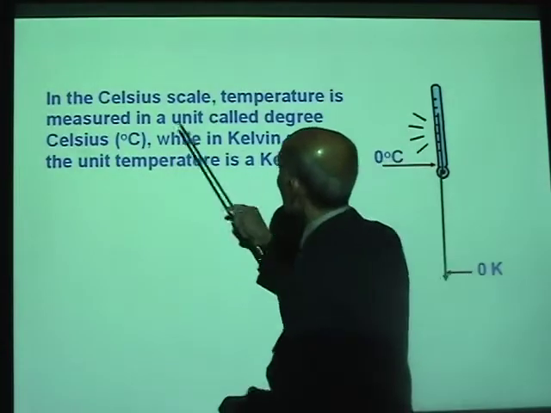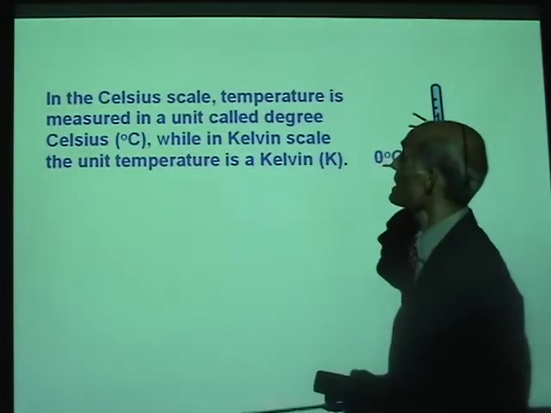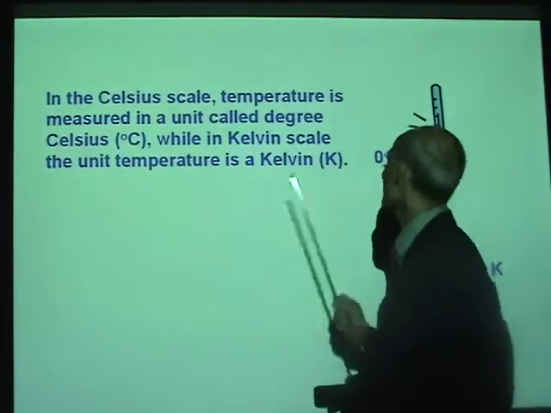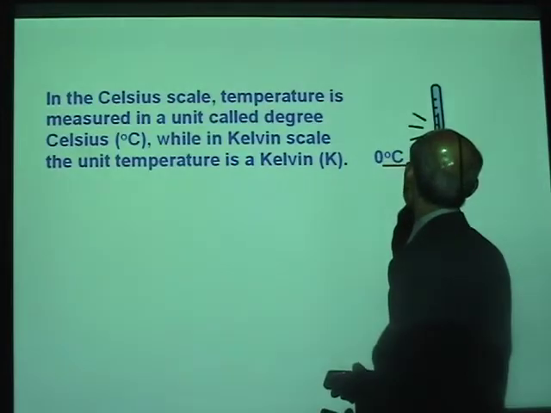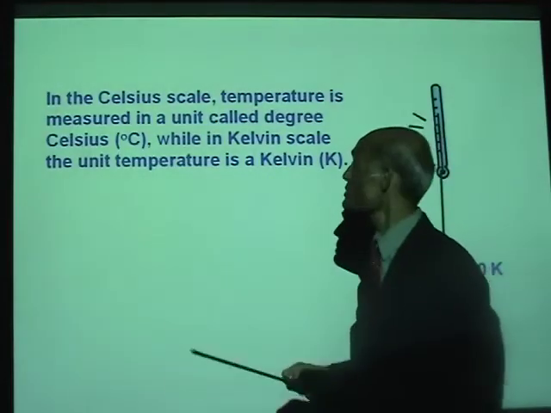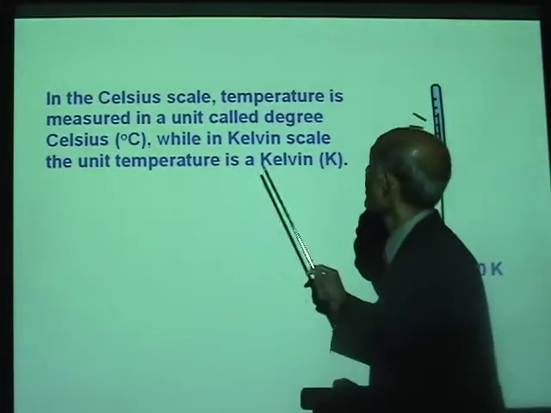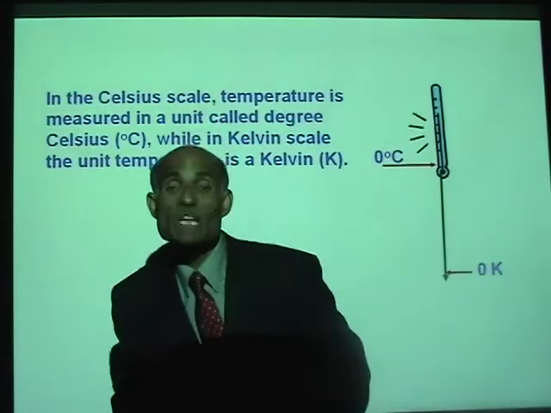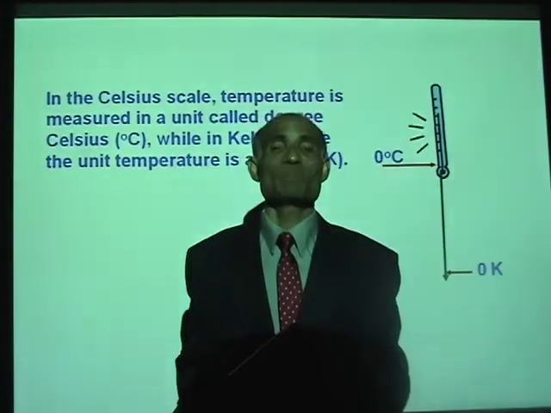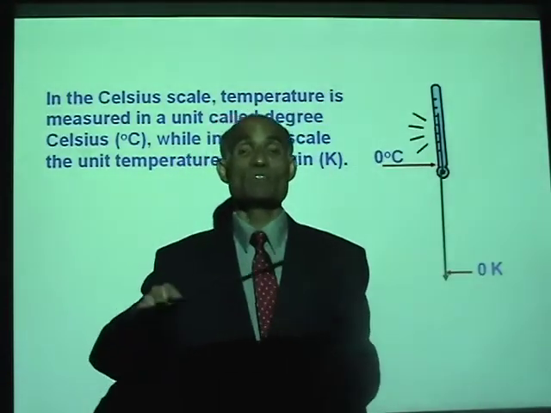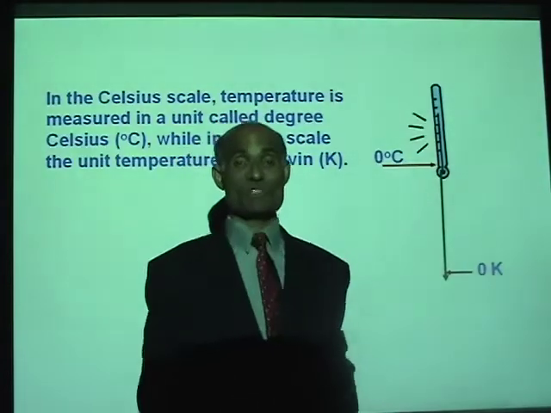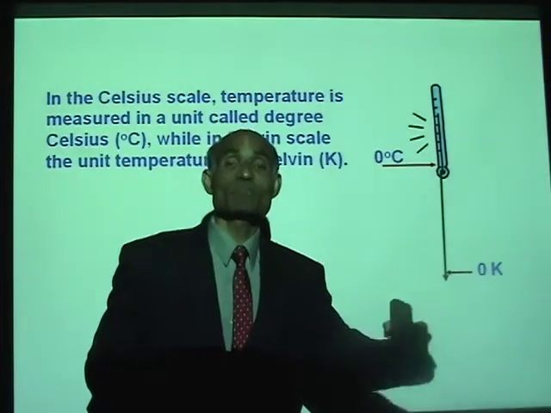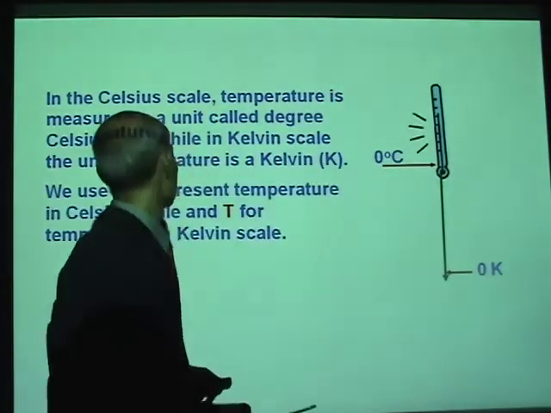Alright, in the Celsius scale, the temperature is measured in a unit called degrees Celsius. So in the Celsius scale, we have temperature measured in degrees Celsius, while in the Kelvin scale, we measure it in a unit called Kelvin. We don't use degrees when we measure it in Kelvin. We say 25 Kelvin, 250 Kelvin, and so on. Whereas in Celsius, we say 10 degrees Celsius, 15 degrees Celsius, and so on.